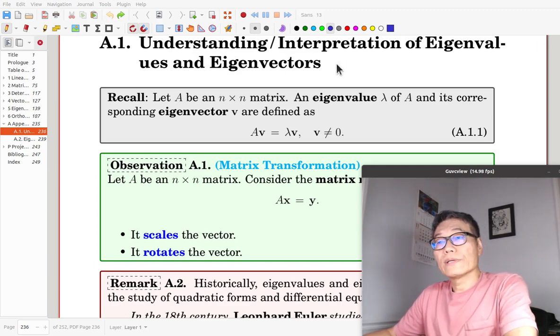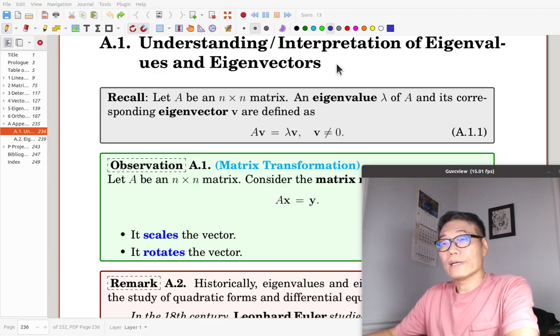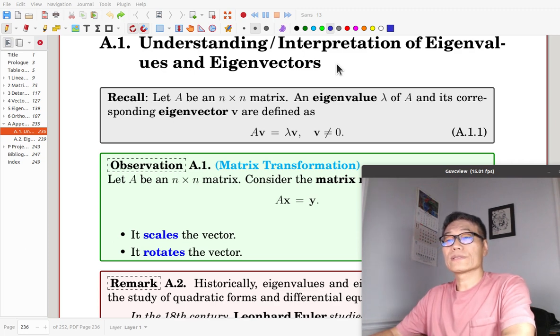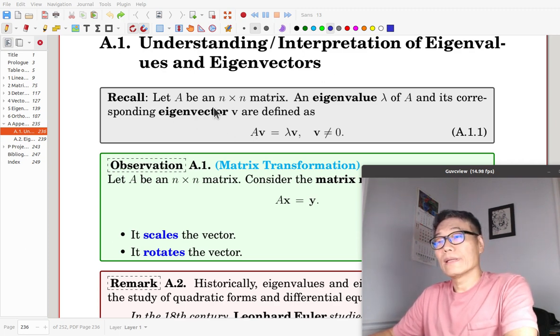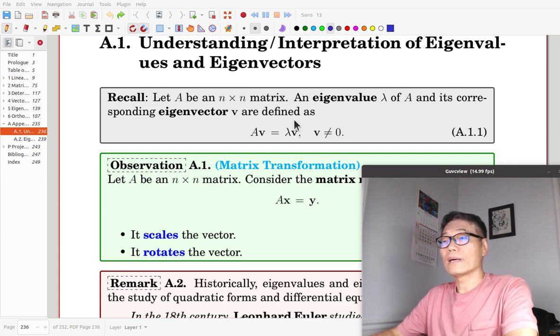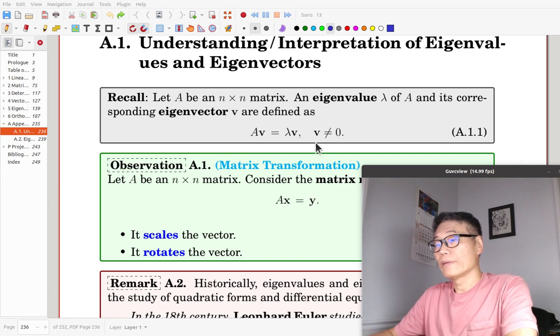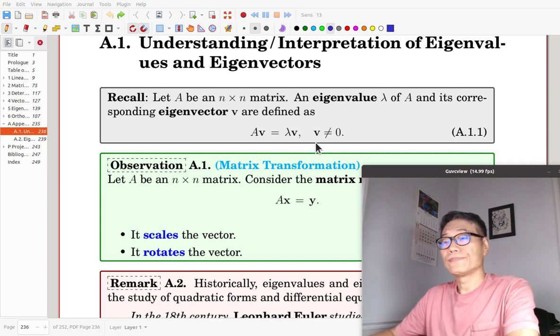Here, we'll try to understand and interpret eigenvalues and eigenvectors. Let's begin with a recall, which defines eigenvalues and eigenvectors. If A is an n by n square matrix, then an eigenvalue lambda of the matrix and its corresponding eigenvector v are defined as in this equation: Av equals lambda v. The eigenvector v must be non-zero.